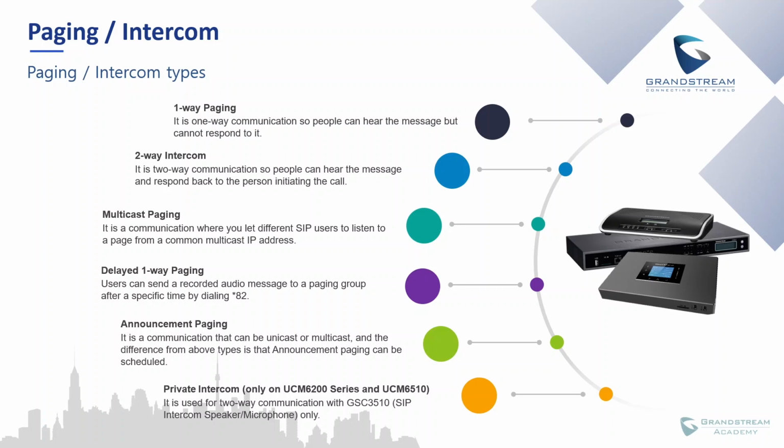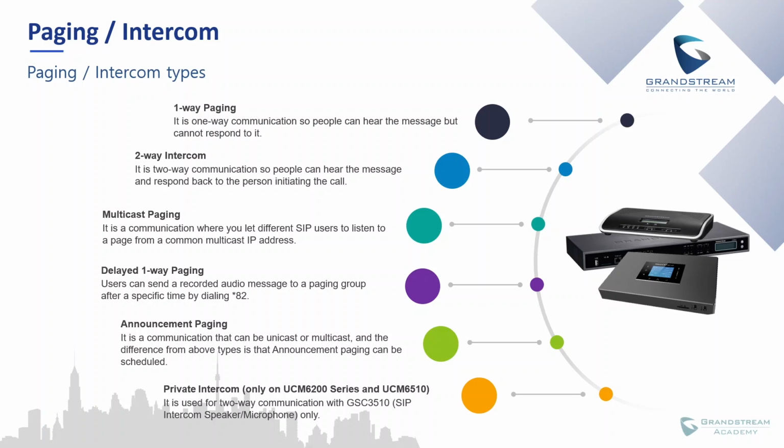Multicast paging is a way of communication where you let different SIP users listen to a page from a common multicast IP address. Announcement paging is a way of communication that can be unicast or multicast, and the difference from multicast paging is that this can be scheduled, and you can schedule when the message will be paged to the selected extensions.